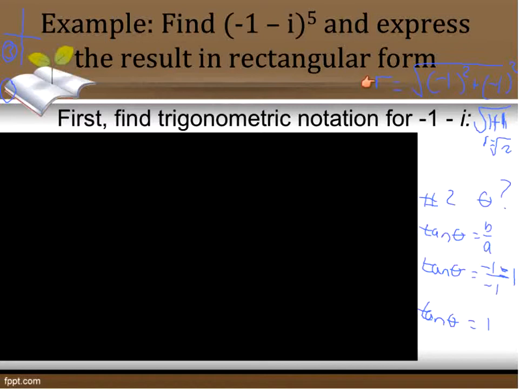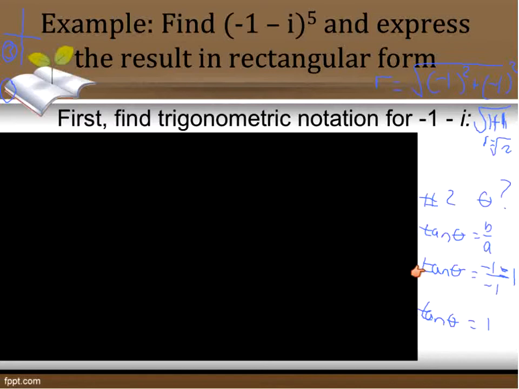So there's 2 steps. Step 1 is how you get r. Are you good with how we get r? r equals the square root of a squared plus b squared. Step 2 is how do you get theta? You always use tangent theta equals b over a. This is just your formula you're going to use every single time. All you have to fill in is b and a. Where do b and a come from? Our original problem. b was -1, a was -1.